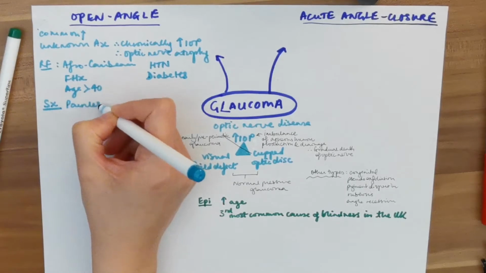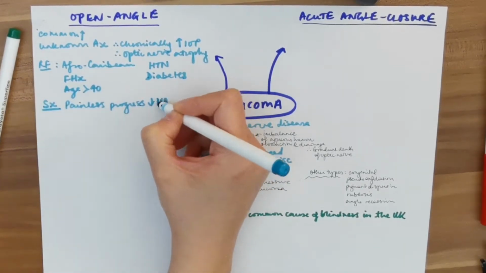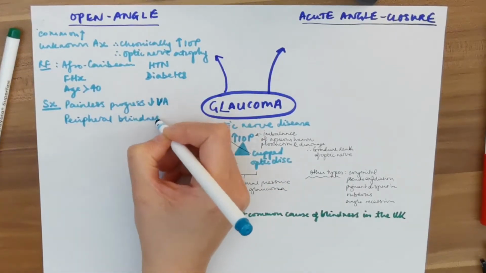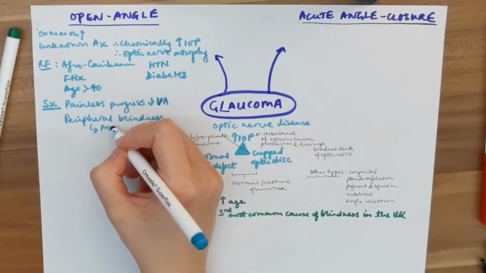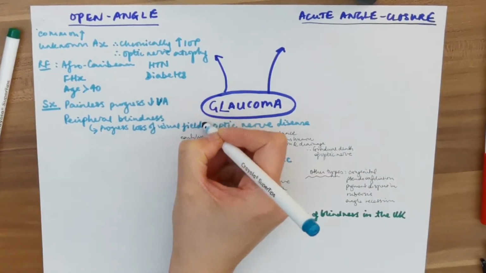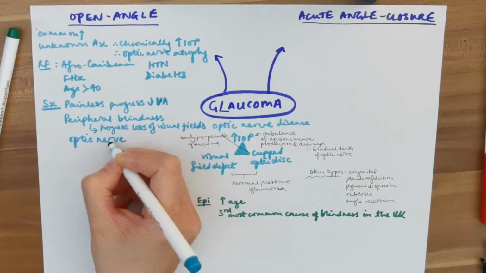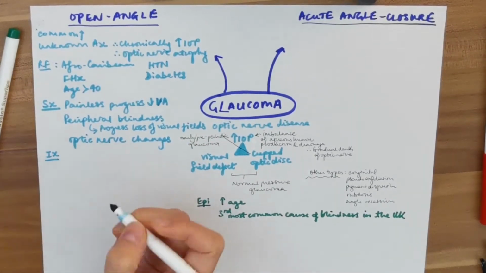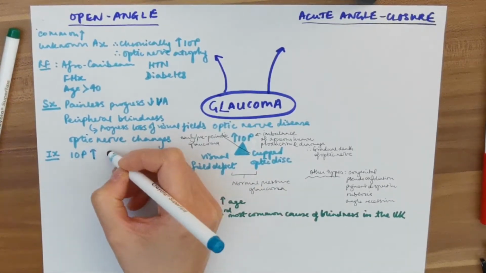Risk factors include Afro-Caribbean origin, family history, age over 40, hypertension, and diabetes. Patients present with painless progressive decrease in visual acuity. Loss of vision is usually in the peripheries because optic nerve damage causes progressive loss of visual fields. We can measure the eye pressure using tonometry, and it will be elevated, i.e. above 10 to 22 mmHg.